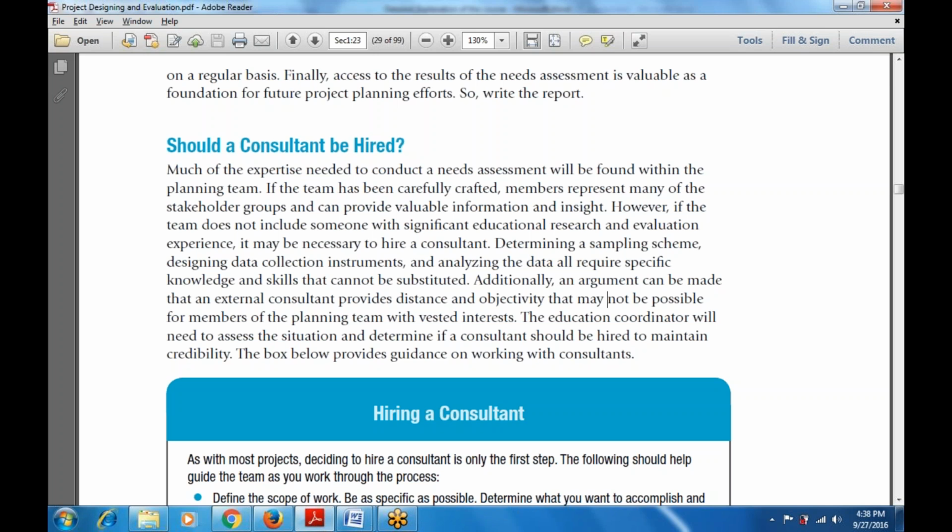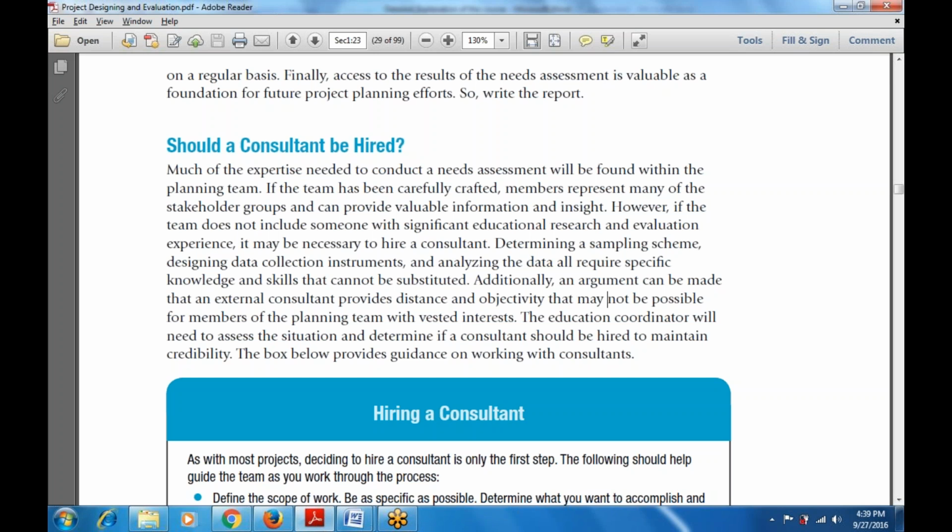Additionally, an argument can be made that an external consultant provides distance and objectivity that may not be possible for members of the planning team, who have a vested interest. The education coordinator will need to assess the situation and determine if a consultant should be hired to maintain credibility.